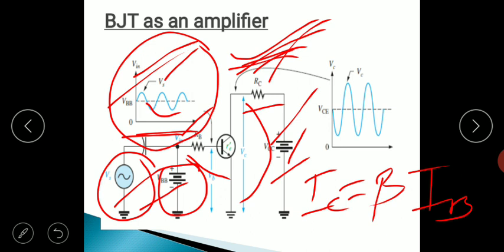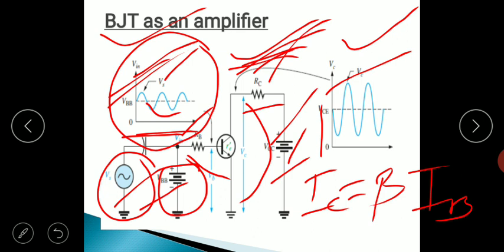You know that VCC is what? The DC signal. So above VCC, it is changing minus IC into RC. That's why there is a phase difference of 180 degree between this signal and this signal. You can see here input is increasing, like here input is starting from 0 and it is increasing, whereas here you can see the output is starting from 0 and it is increasing in the negative direction. That means there is a phase difference of 180 degree between the input and output.